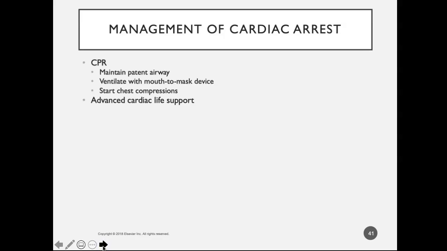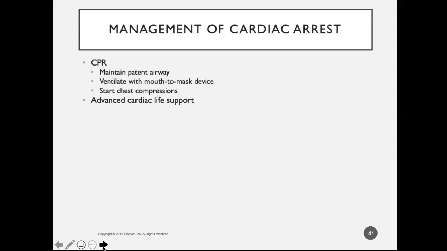All right, again, CPR, ABCs, make sure airway's patent, use that mask device. If for some reason you don't have one available, you can do hands-only CPR. Start those chest compressions as fast as possible. Make sure you start the emergency response system.